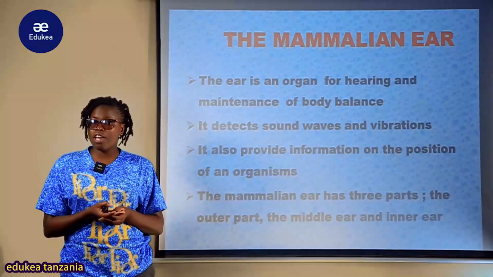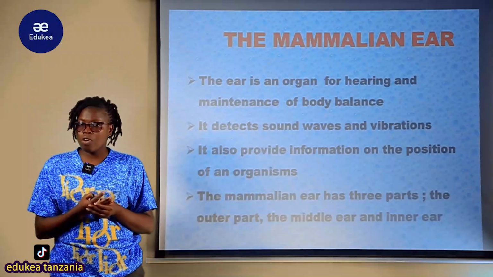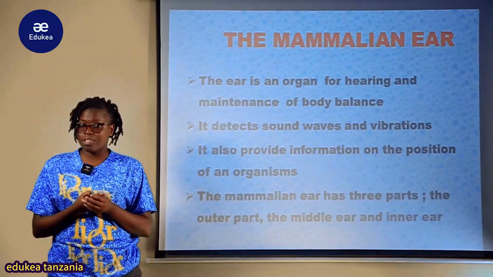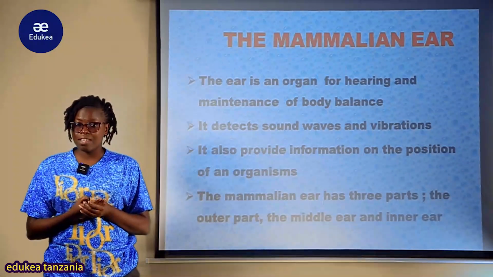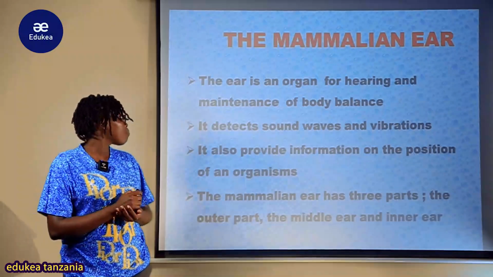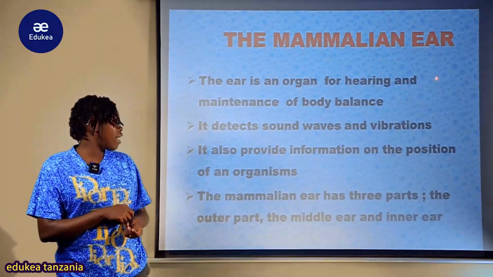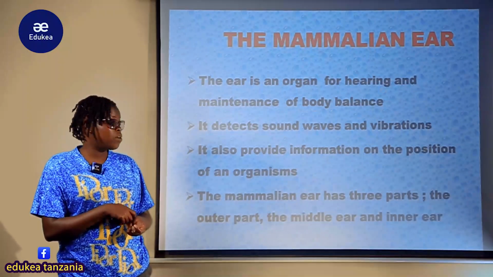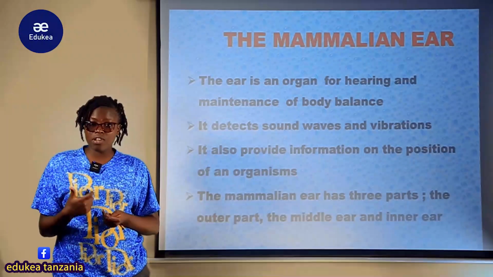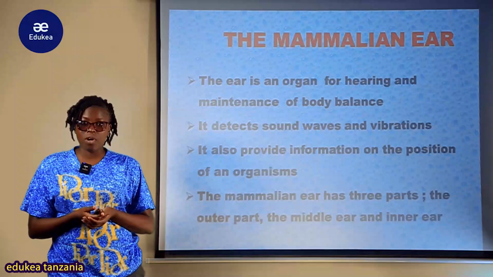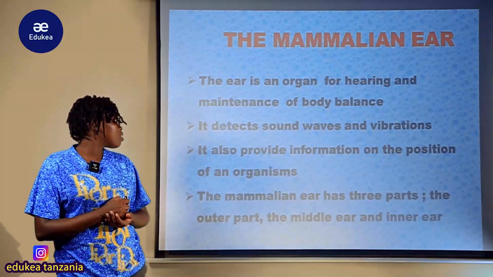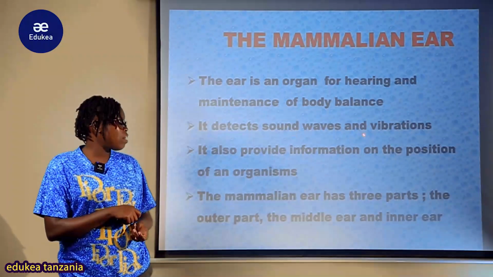vestibulocochlear, ambayo yenyewe ipo responsible for conveying the information to the central nervous system, ambayo ni to the brain regarding the hearing pamoja na balancing of the body. So the ear is an organ for hearing pamoja na maintenance of the body balance. Kwa hiyo hapa ni major function ya sikio katika hearing, vile vile maintenance of the balance of the body of an organism. So it detects sound waves and vibration.